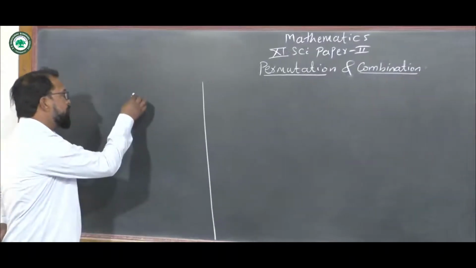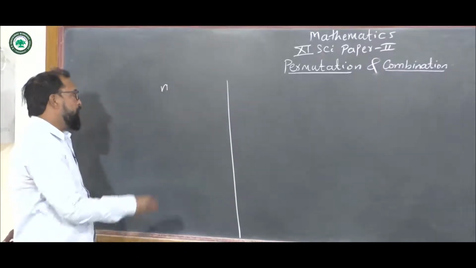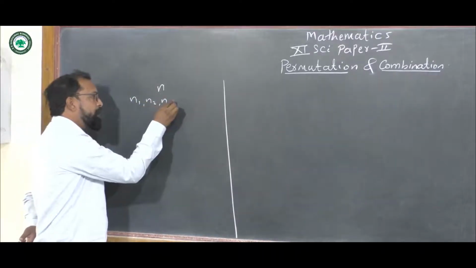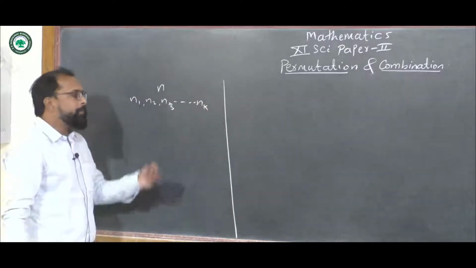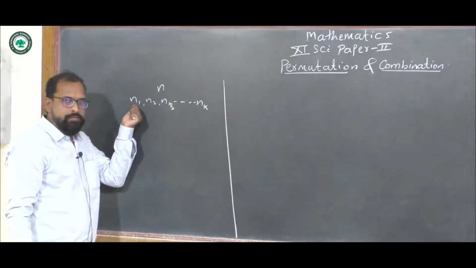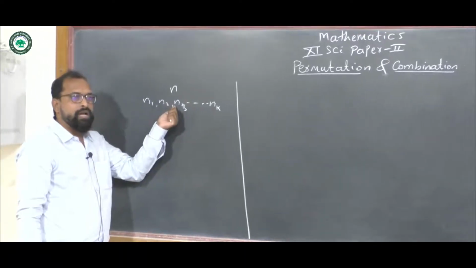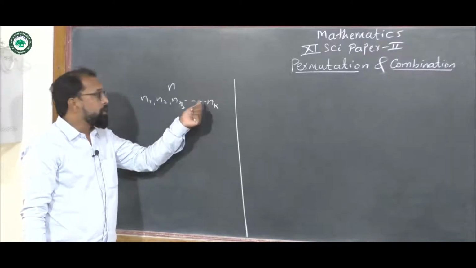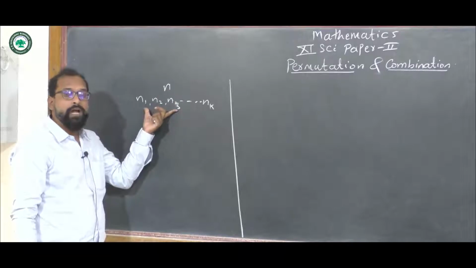Suppose we are given n objects, in total n objects, and let n1, n2, n3 and so on, nk be the repeated objects. That is, suppose one object n1 is repeated once, another object n2 repeats twice, another object n3 repeats thrice, and so on. Suppose the object nk repeats k times. In these n objects, some objects are repeated a number of times.